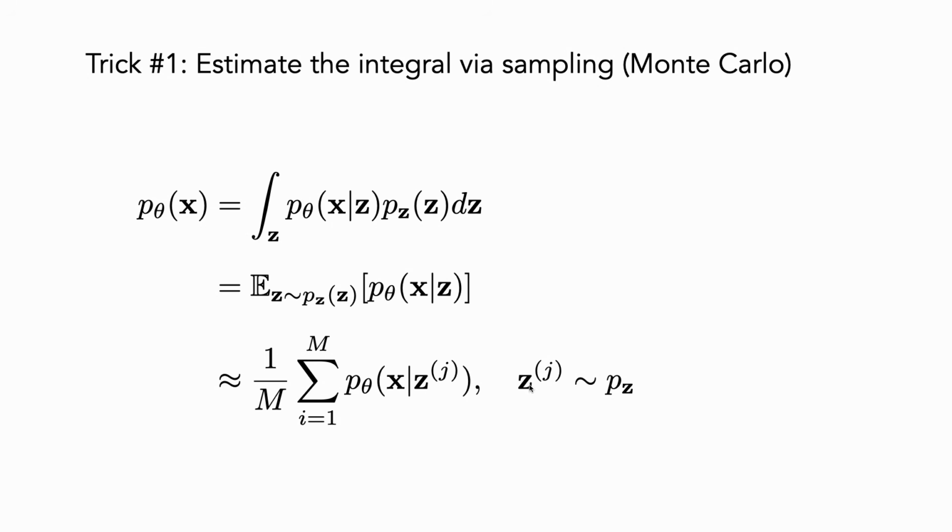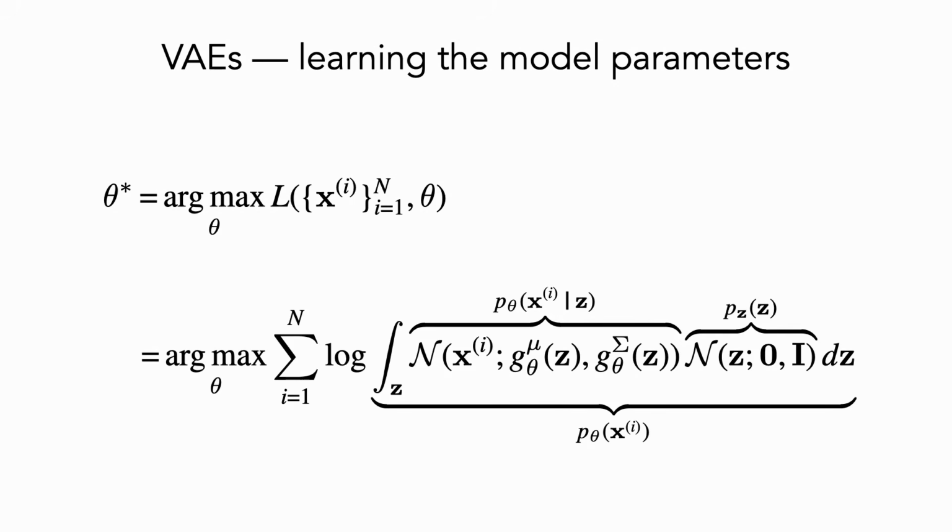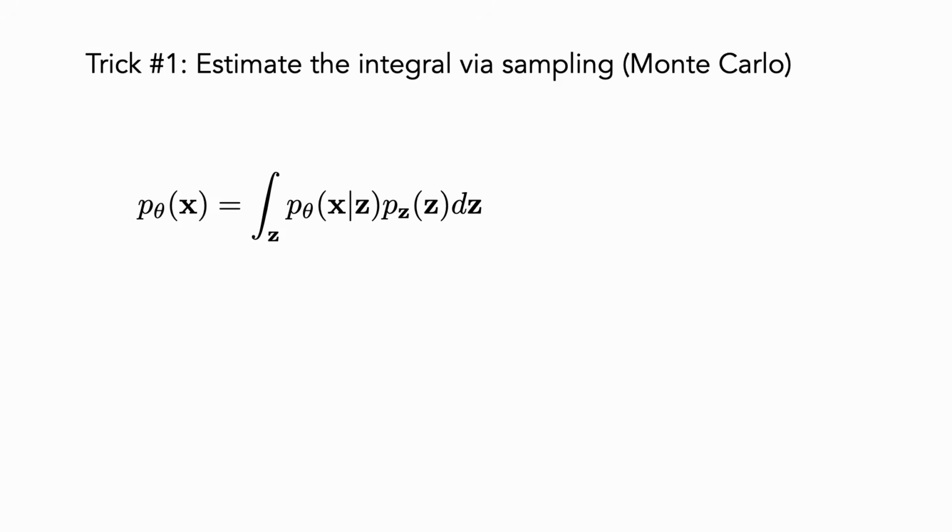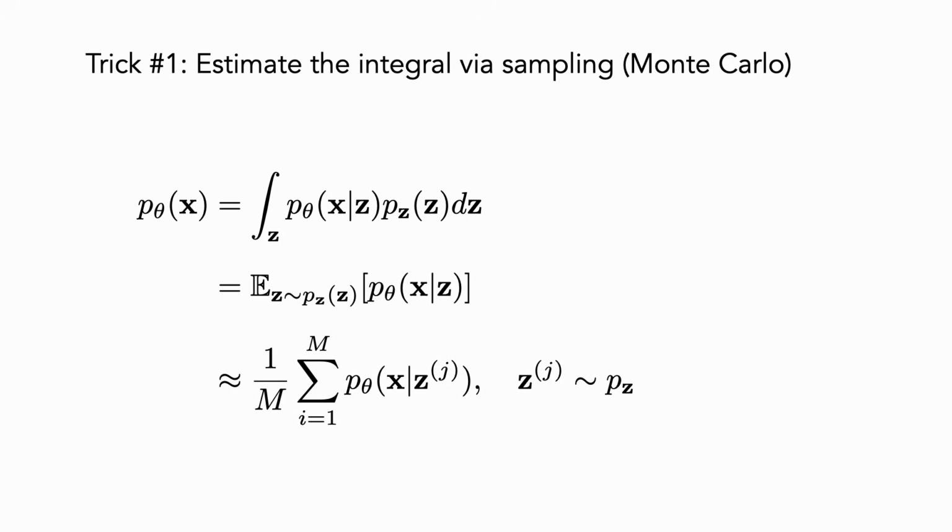Okay, so how do I do that? I sample from my prior, which is unit Gaussian. That's easy. We can sample unit Gaussian vectors. And then I sum up and take the average of the density that the model places over x for each z. And remember that p(x given z) is a very simple distribution. That's just a Gaussian distribution, right? That was here. So p(x given z) is just a Gaussian distribution parameterized by my neural net output mean and variance. Okay. So this is trick number 1.